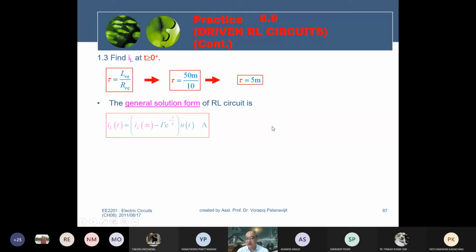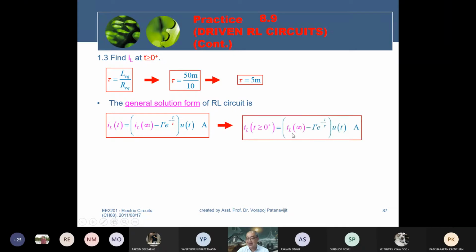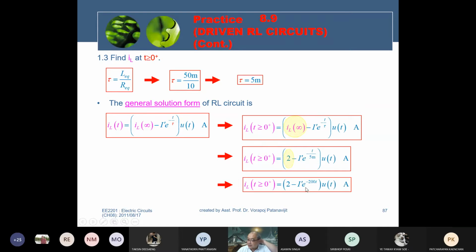Therefore, the general form of the inductor current is equal to the inductor current at time equal to infinity minus I e to the power minus t divided by tau. Tau equals 5 milliseconds here, and I infinity, the inductor current at time equal to infinity, equals 2 amps. Substitute them. After you substitute I infinity and tau, you still have some unknown.